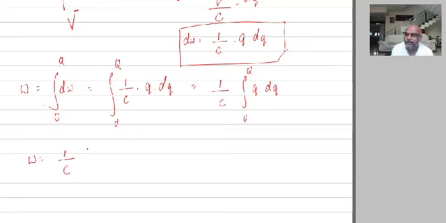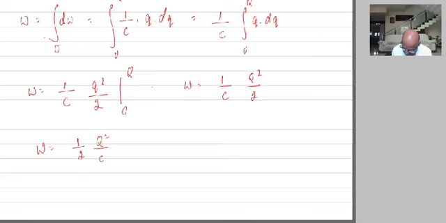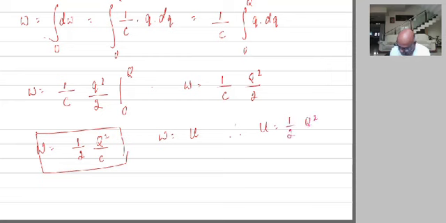Similarly, the integration is equal to 1 divided by C. What is integration of Q dQ? It is Q square divided by 2. What are the limits? 0 to Q, upper limit minus lower limit. So therefore, W is equal to 1 divided by C, capital Q square divided by 2. So I can now write work done is equal to just half Q square by C. And you know that the work done will be stored as electric potential energy. Therefore, U is equal to half Q square divided by C. This is the energy stored in the capacitor.